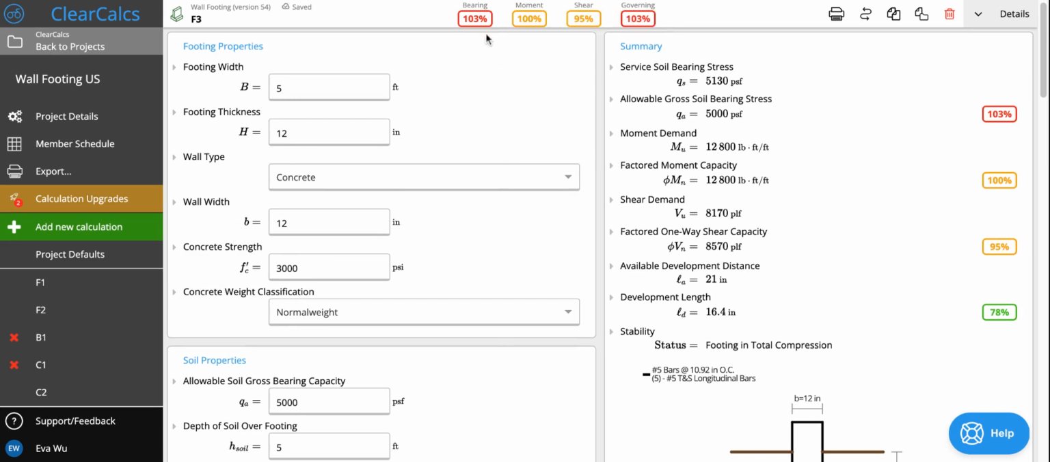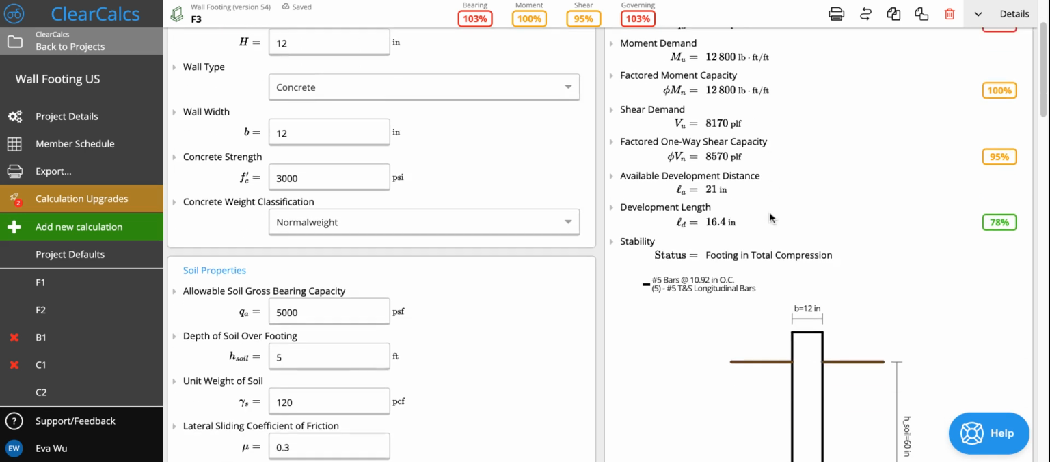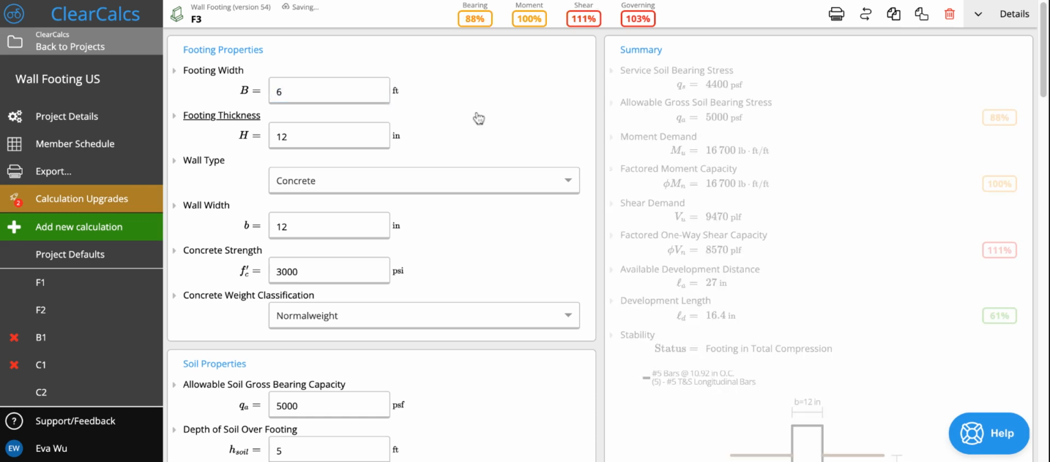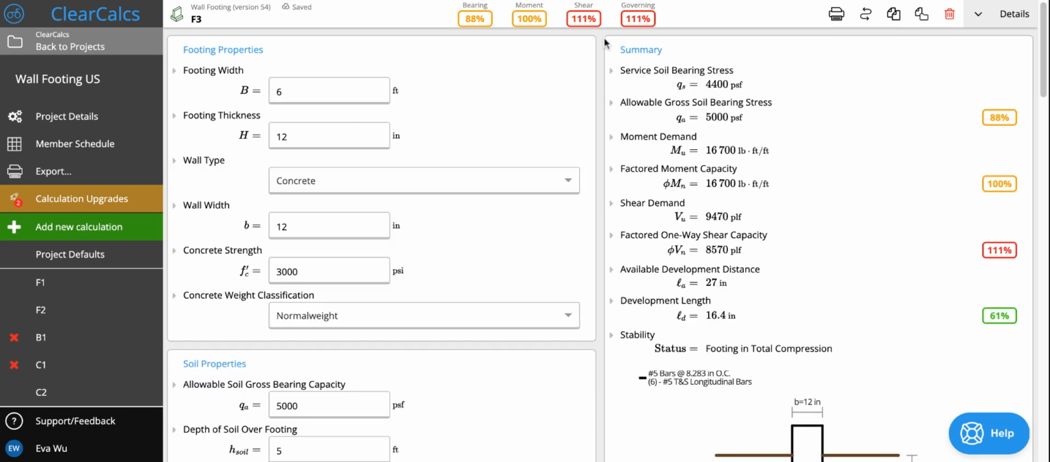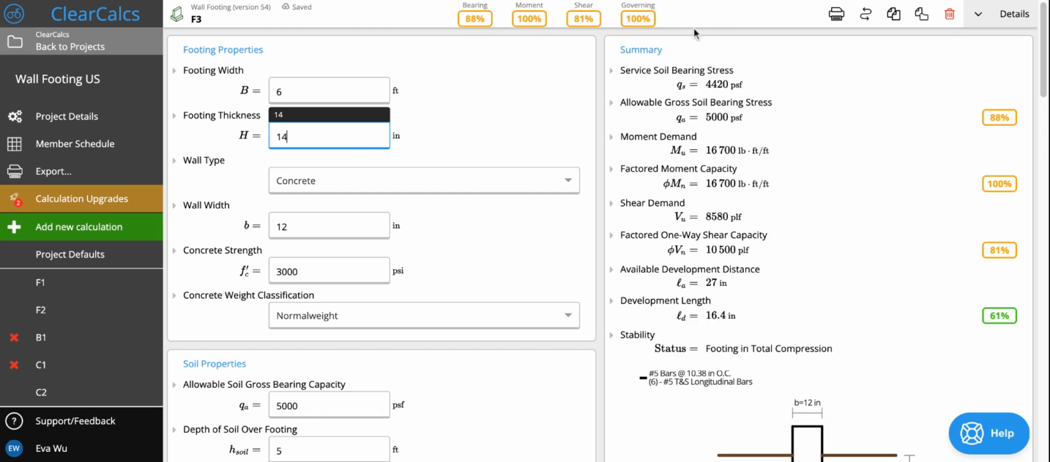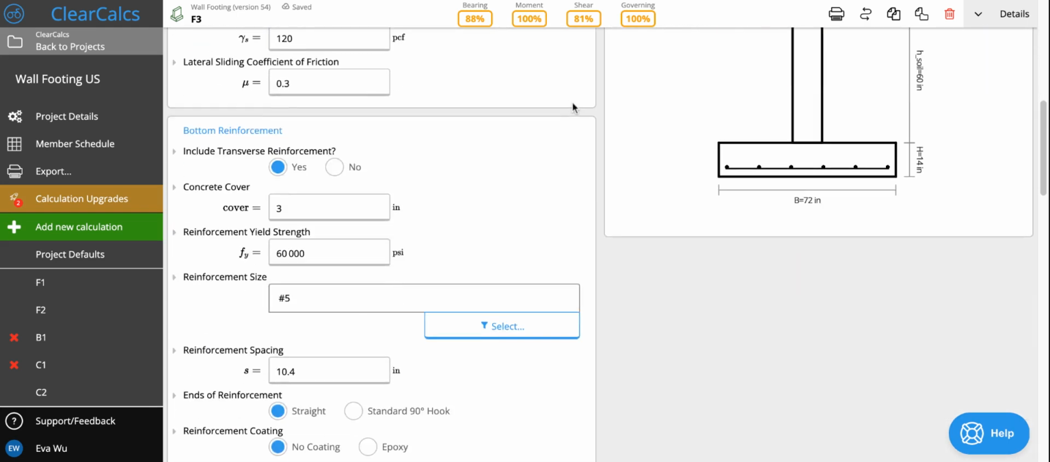So we can see that we're failing a little bit in bearing. And in order to reduce that, we can actually just increase our footing width to 6 feet. And then it looks like we're failing in shear. So we can reduce our shear failure by increasing the footing thickness, so to 14 inches. And it looks like we're just passing.